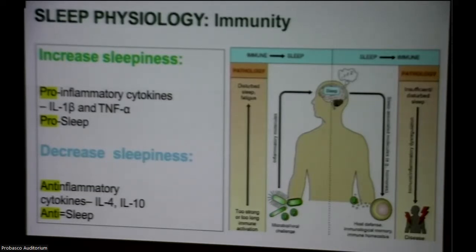The effect is bidirectional. If you have some type of immune process and some type of immune activation, you could see, by mediation of abnormal interleukin production, that you're going to get disturbed sleep and fatigue. And the opposite is true as well. You get immune dysregulation when you have insufficient or disturbed sleep.